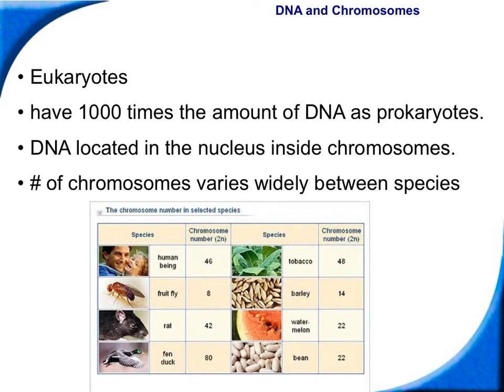And it's interesting, if you look at this chart below that just shows a few species, you would think that human beings, who we consider ourselves the top of the food chain, to be the most complex. But you can see that that is not true if we look at the number of chromosomes. A duck has almost twice as many chromosomes. A rat, pretty darn close, and a tobacco plant has more chromosomes in it than an actual human. So it's kind of interesting.